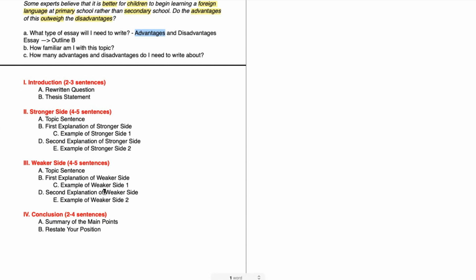Notice how your introduction and your conclusion will be shorter. I have 2 to 4 sentences here in the conclusion because it depends on the points that you write. You might take 2 sentences to summarize the main points, but we'll look at that together.